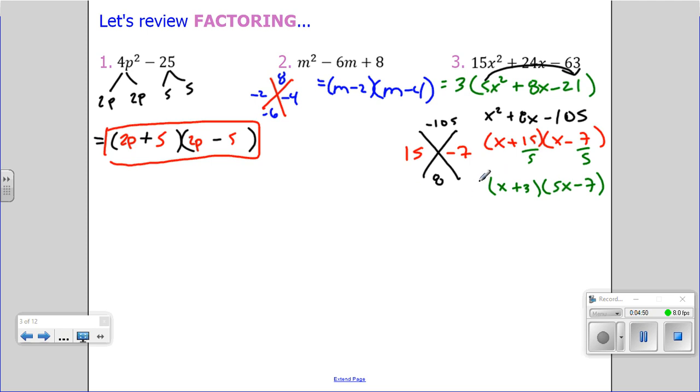And last but not least, bring your GCF back outside. So the final factors would be 3 parentheses x plus 3 parentheses 5x minus 7. Now notice all I did was move the denominator to the front. Make sure you do that only after you reduce the fraction in lowest terms.